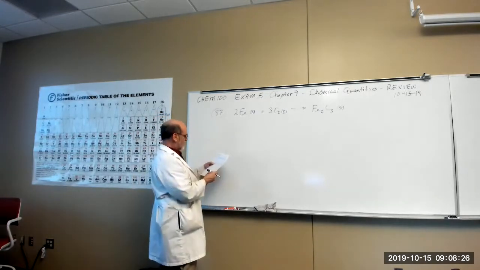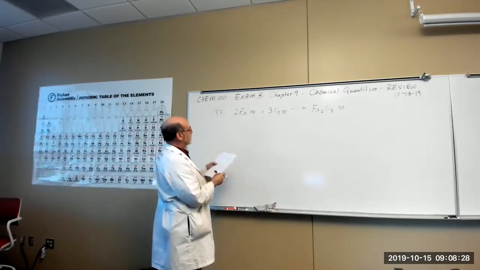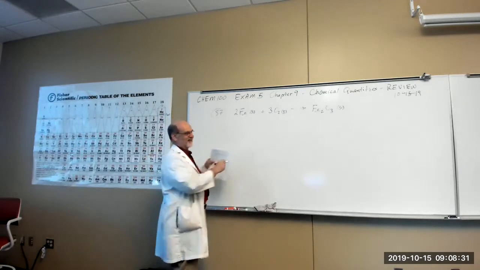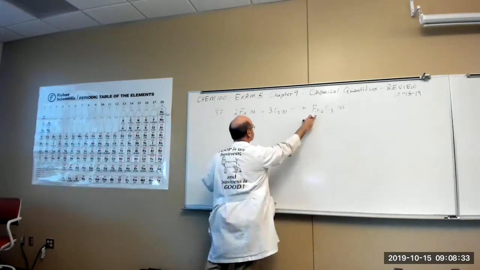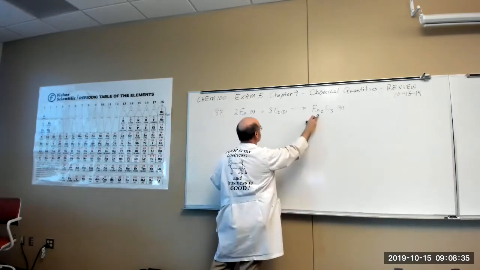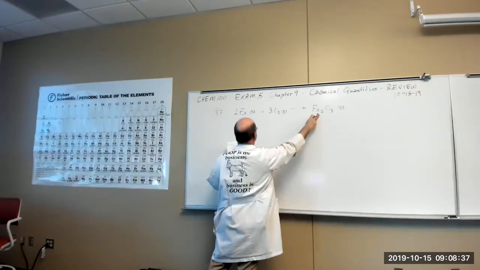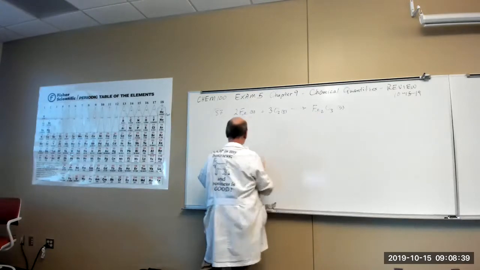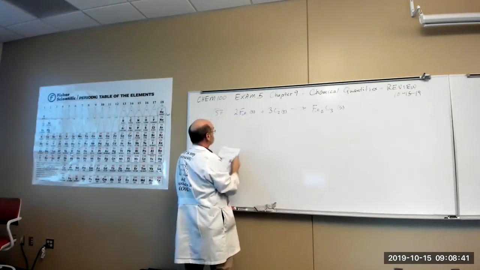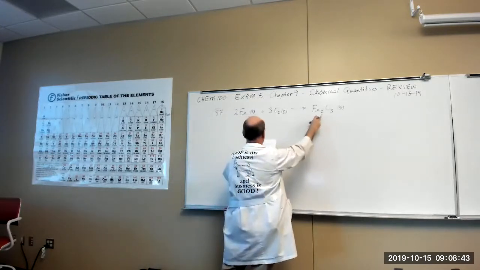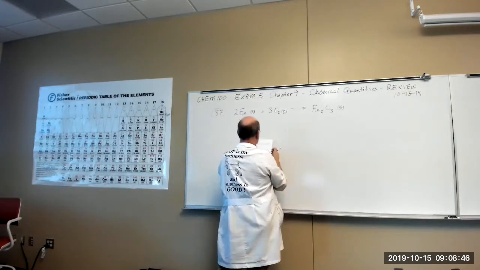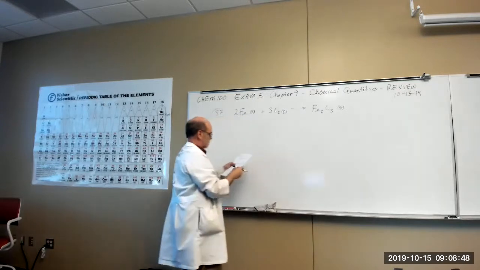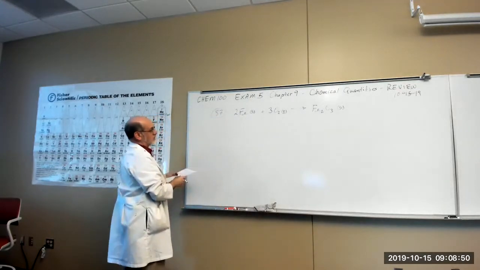Okay, so let's go back to the problem. Is this one balanced? We better be sure. 2 irons, 6 oxygen. Oops. That's only 3 oxygens. It's not balanced. We better balance it, right?